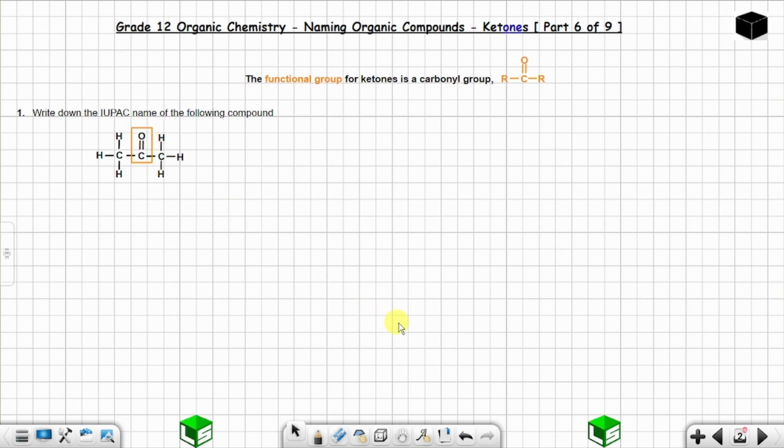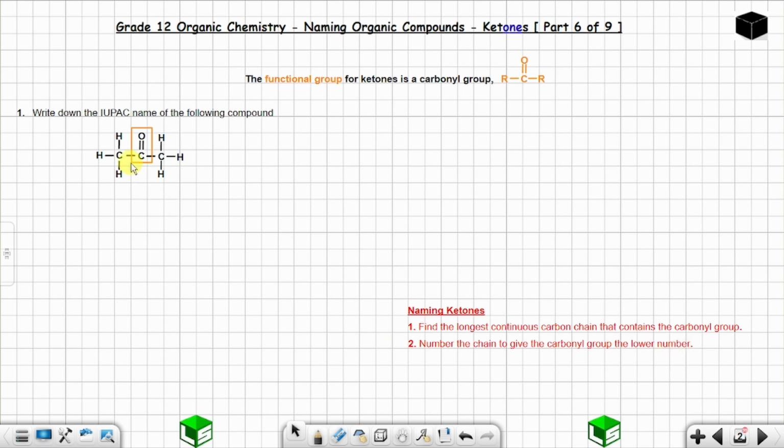As always, to name ketones, you have to find the longest continuous carbon chain that contains the carbonyl group. The longest continuous carbon chain is this one, made up of 3 carbon atoms. You don't have any branch. After that, you are going to number the chain to give the carbonyl group the lower number.